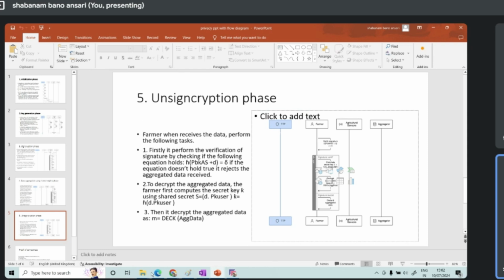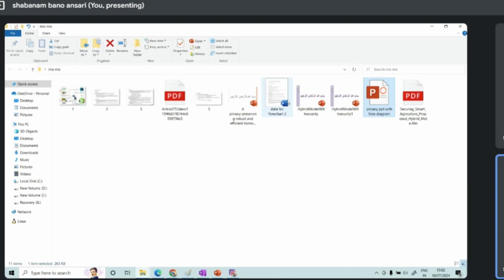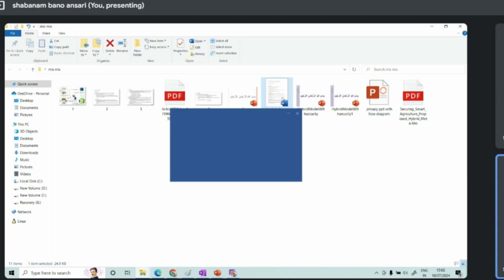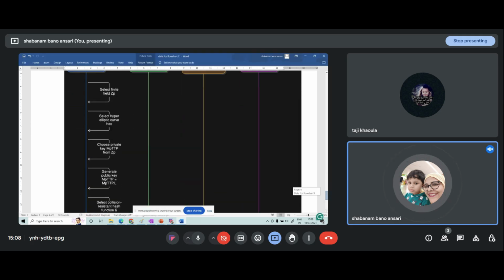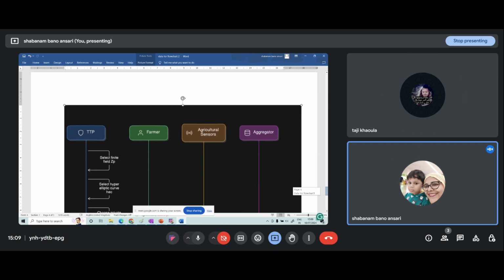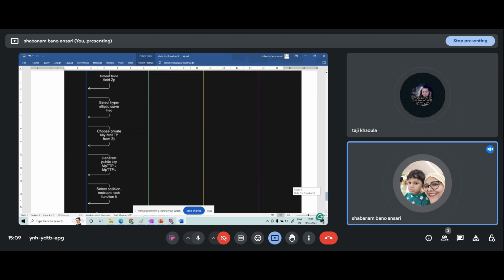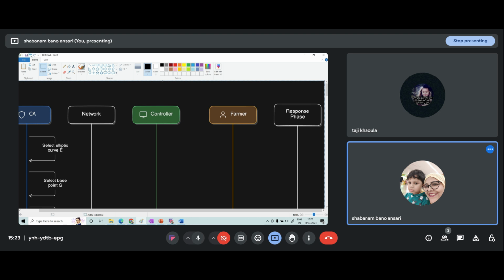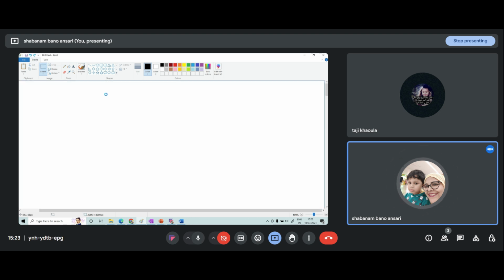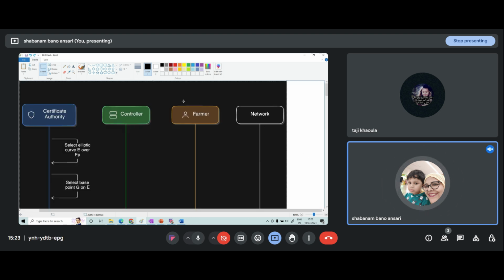First of all, I collected all the data in a Word document. See, I can show the diagram. You can see all things. See, farmer, aggregator, sensors, everything. But I think now it is changed. It's a network, farmer, controller, certification authority. That is fine.